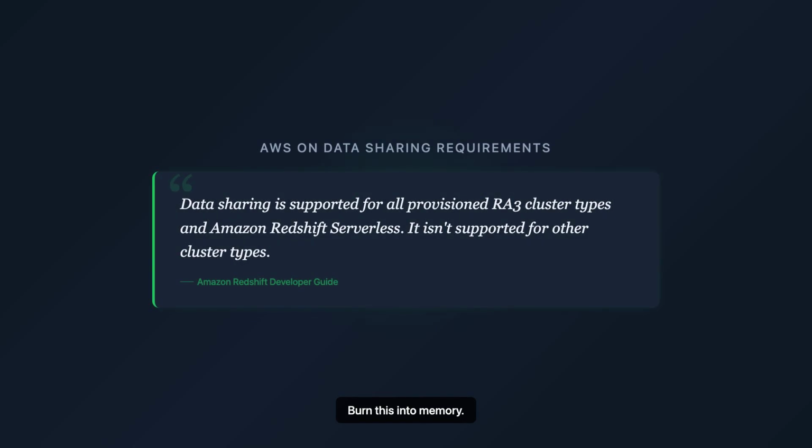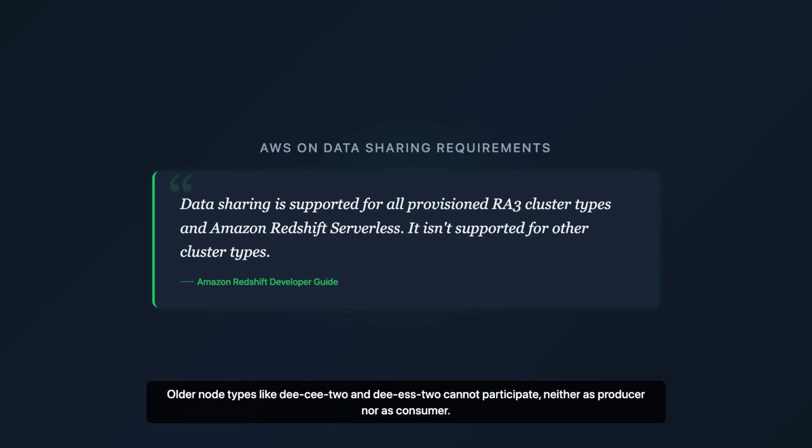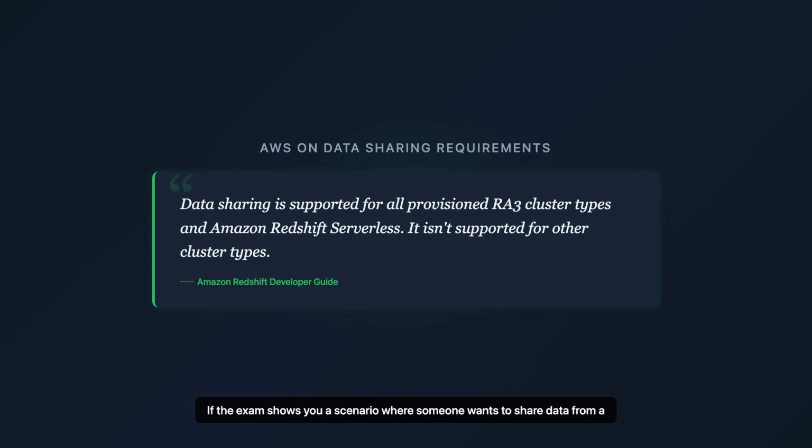Burn this into memory. Data sharing requires R3 cluster types or Redshift Serverless on both sides. That's it. Older node types like DC2 and DS2 cannot participate, neither as producer nor as consumer. If the exam shows you a scenario where someone wants to share data from a DC2 cluster, the right answer is migrate to R3 first. Then add the encryption requirement on top, and you've got the full picture.